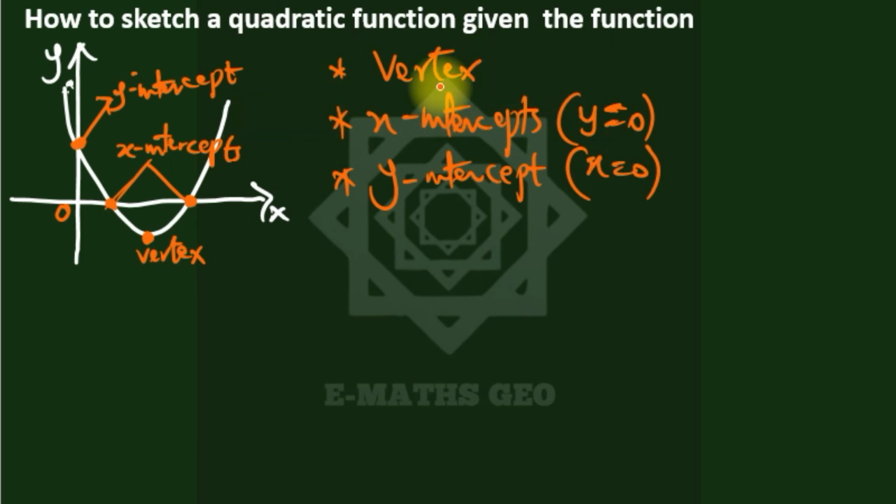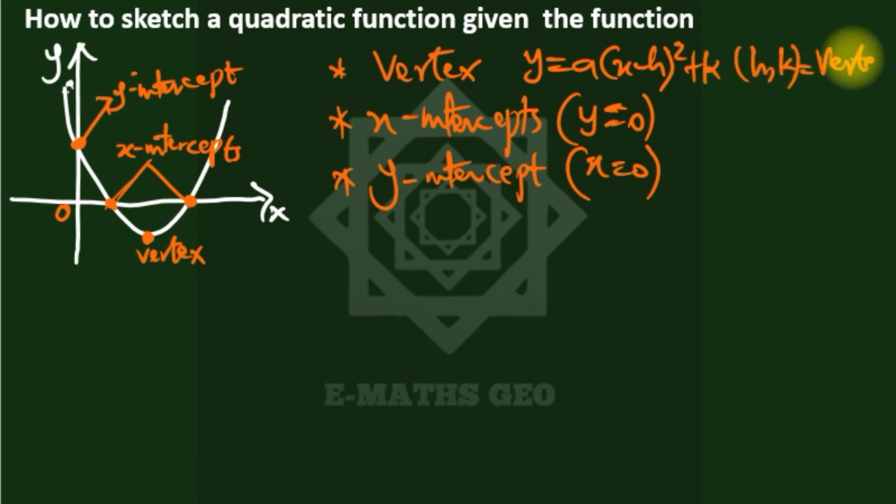Here, a quadratic function is always equal to y equals a(x minus h) all squared plus k. This (h, k) is the coordinate of the vertex. So I'm saying that this is the vertex, the coordinate is h comma k. So that's it. So we need to get this. Well, the easiest ones to get are the x and y intercepts. The vertex, we need to do some calculation, do some algebra.